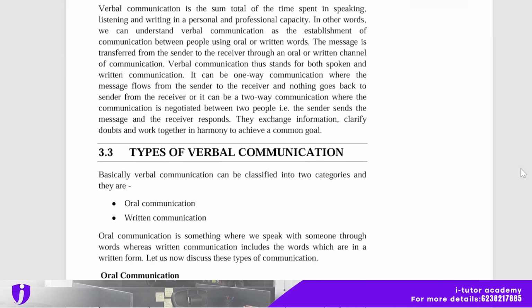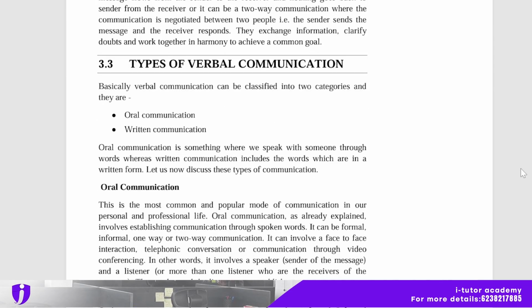It can be one-way communication where the message flows from the sender to the receiver and nothing goes back to the sender from the receiver, or it can be two-way communication where the communication is negotiated between two people. The sender sends the message and the receiver responds. They exchange information, clarify doubts and work together in harmony to achieve a common goal. Types of verbal communication: there is oral communication and written communication.